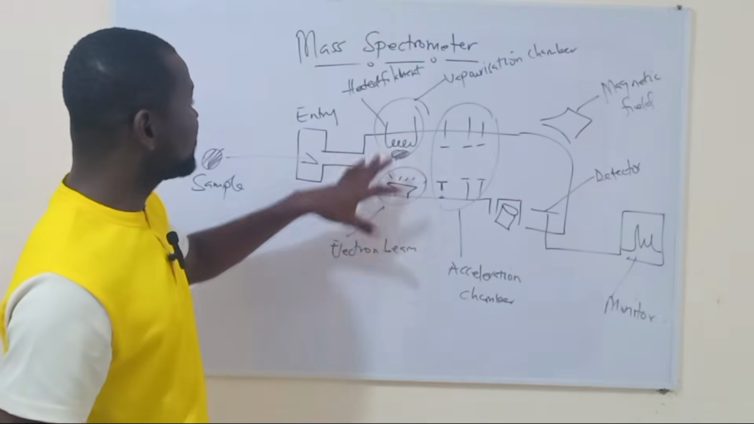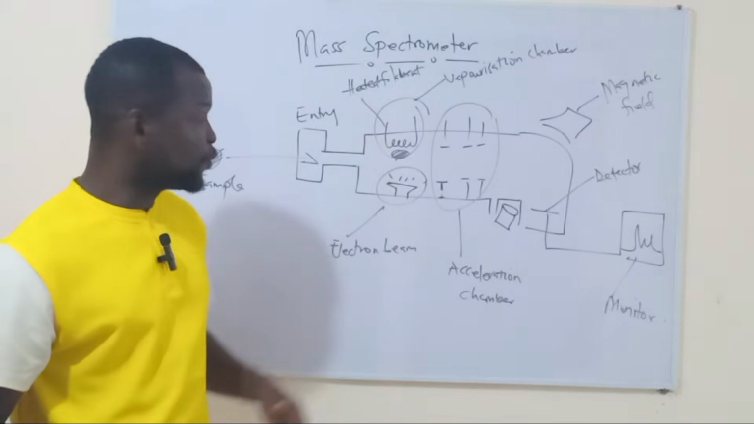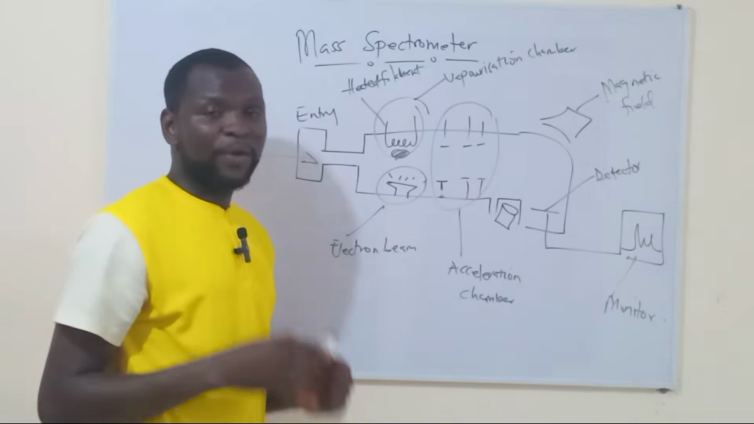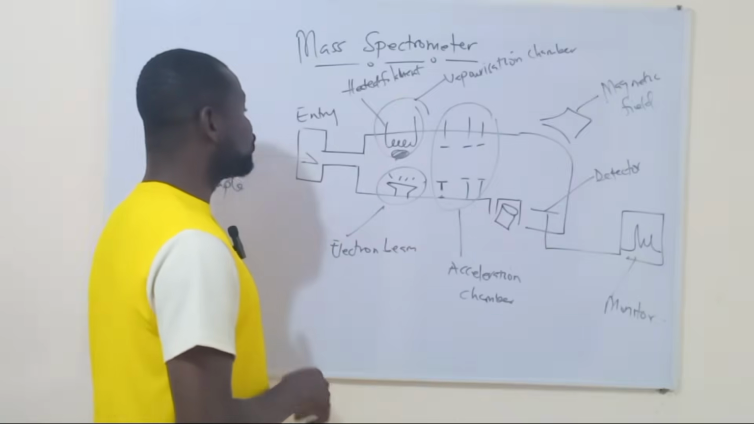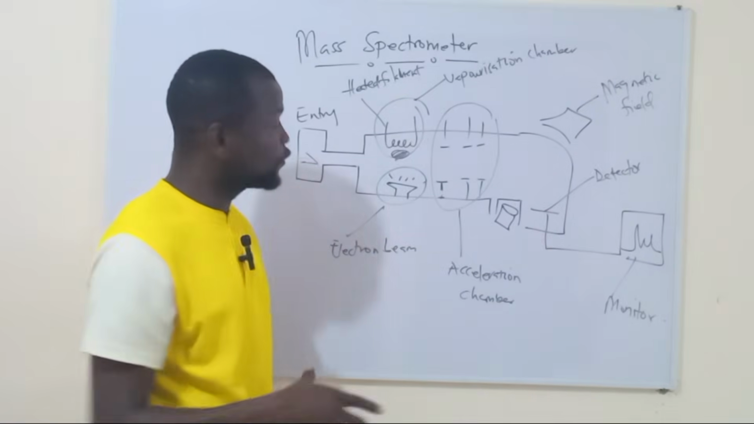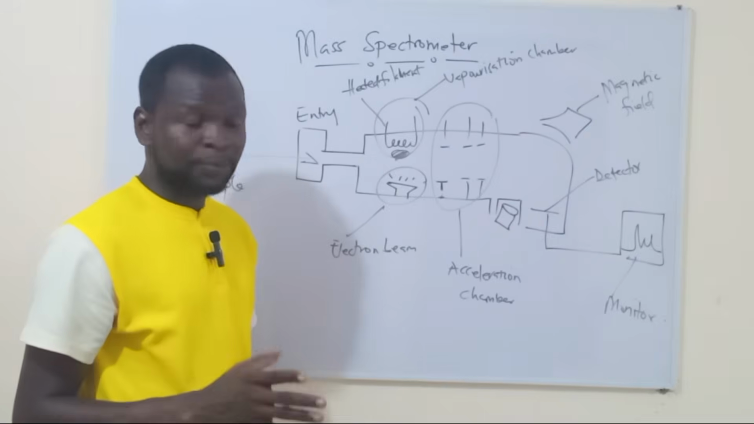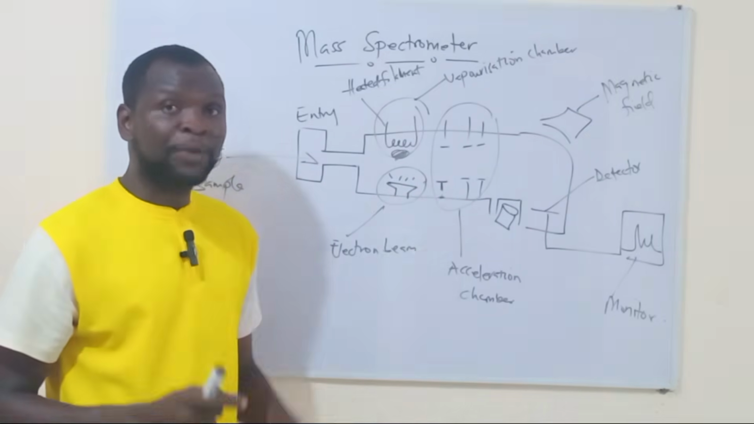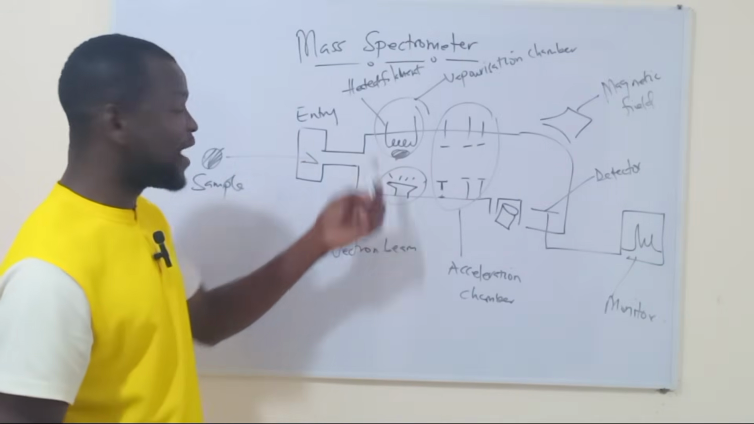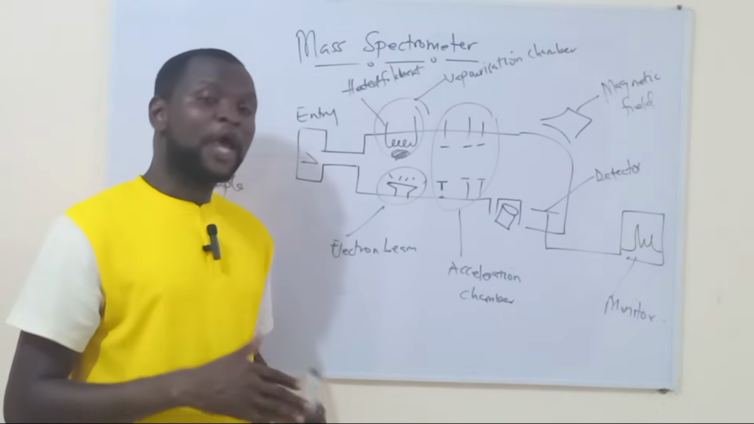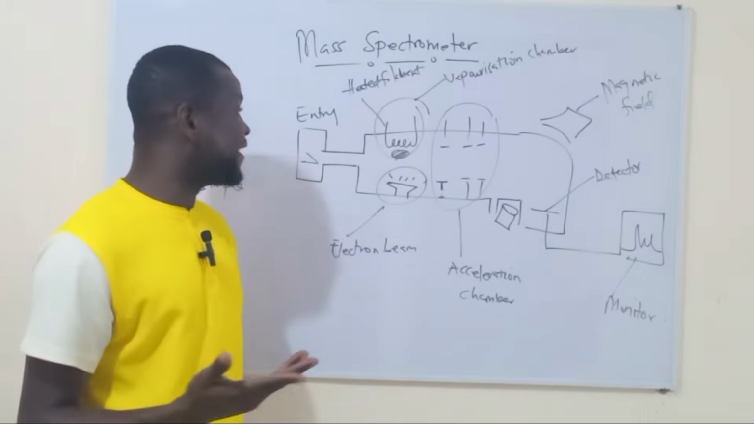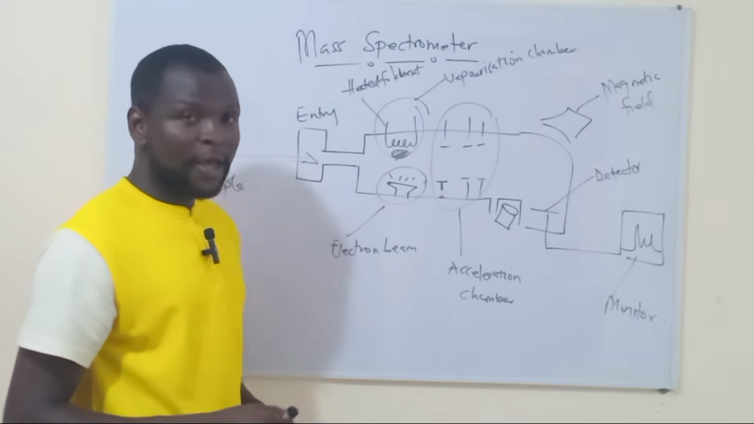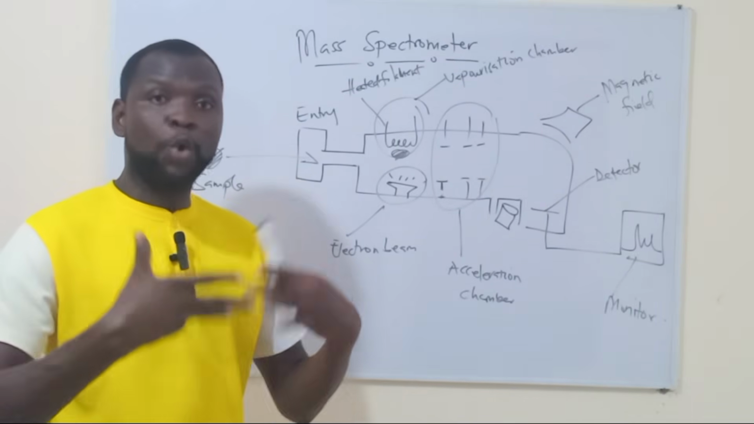When that vaporized sample is produced, the next compartment is where we have the electron gun. The electron gun is going to eject electrons onto our vaporized sample. When these ejected electrons are exposed to our vaporized sample, the electrons come into contact with the atoms or the molecules of the vapor. When that happens, the molecules or the atoms will lose some electrons. And when an atom loses electrons, it forms what we call a cation.